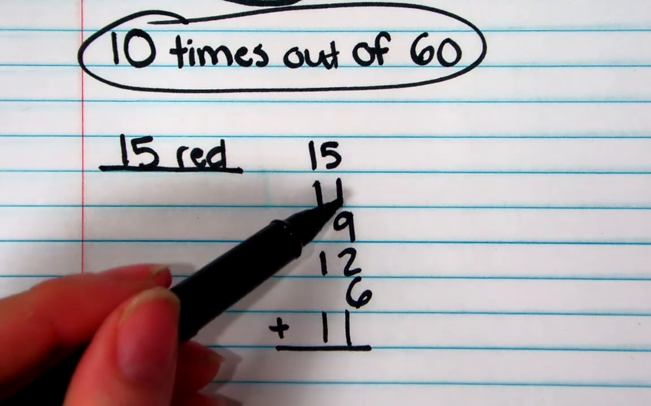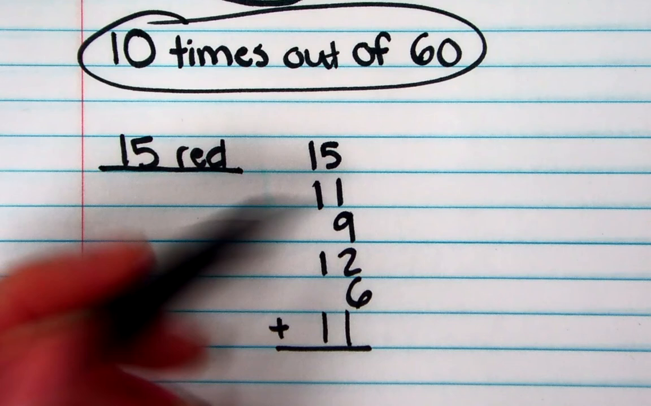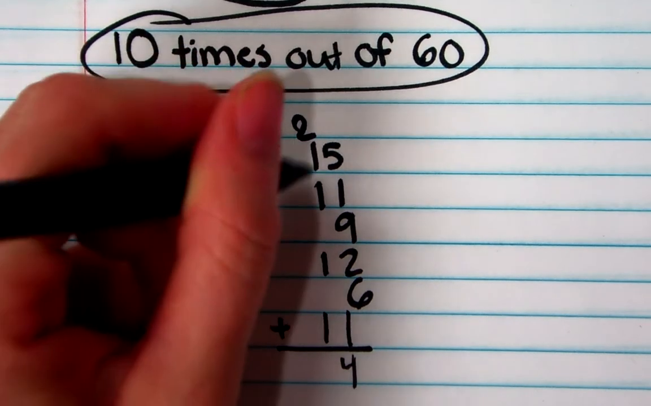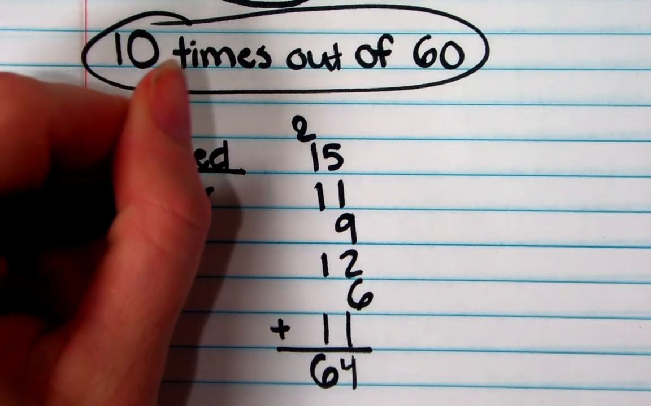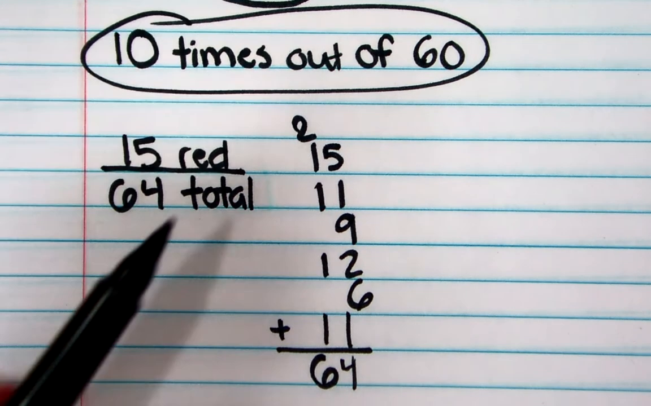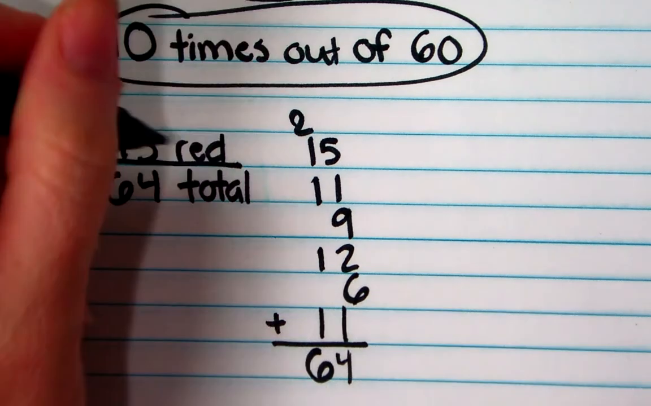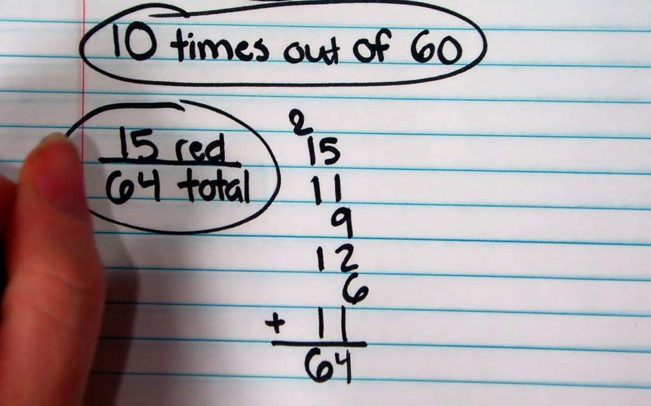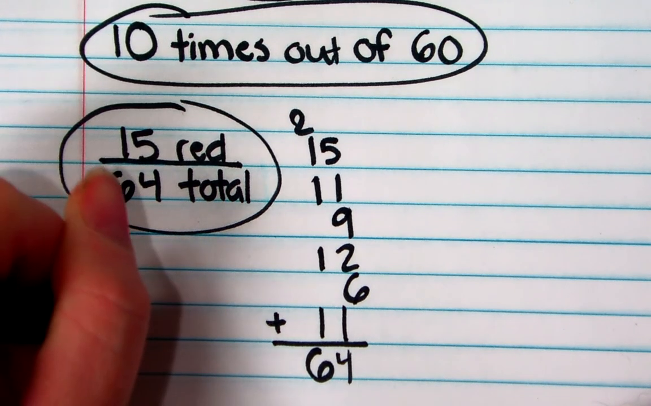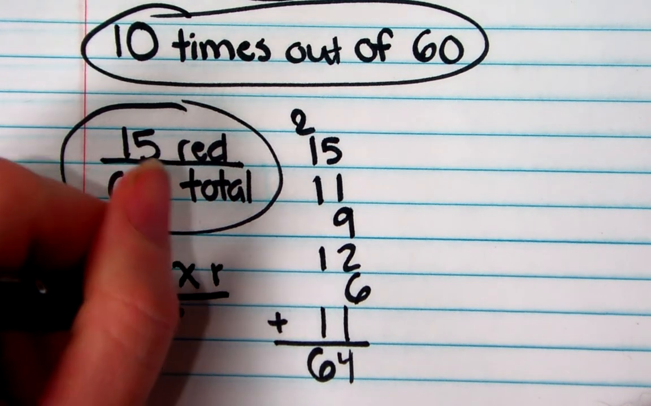So 5, 6, 7, 8, 9, 10, 14, 15, 24, 2, 3, 4, 5, 6. Okay, so 64 total. And I believe that's correct, but we shall see. And then it says if she picked a marker 90 times. So this is your simple probability, your simple event. I have 15 red out of 64 total equals, and we want to know how many red out of 90 total.